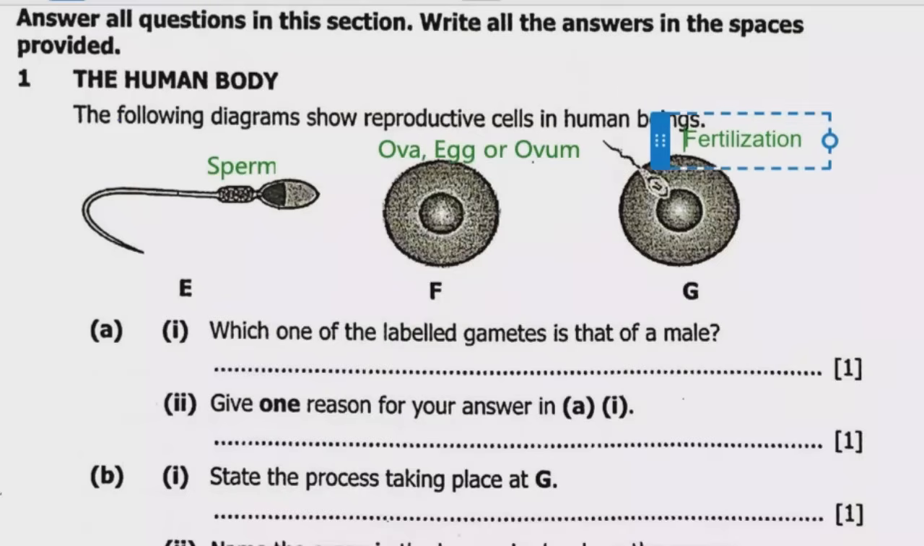That is fertilization taking place there. Okay. So now, if that is fertilization, then we can go ahead. Now we have identified what is happening there. Now we can go ahead and answer the questions.